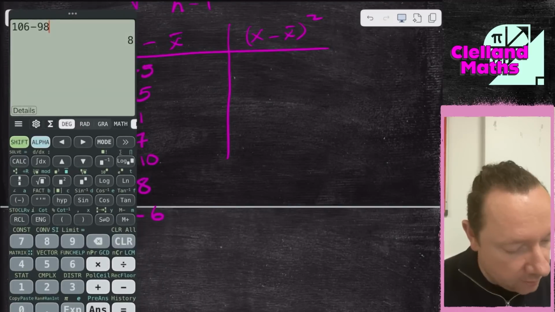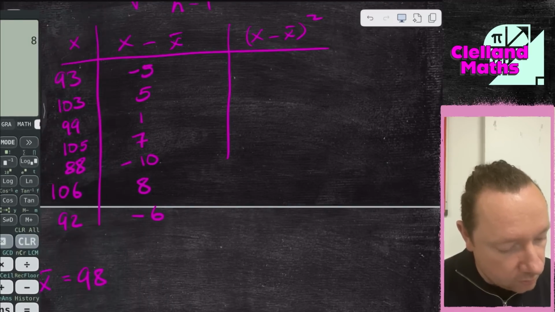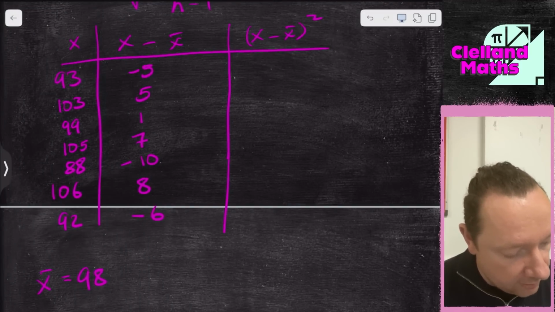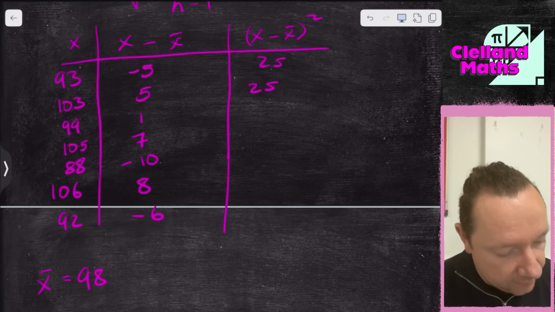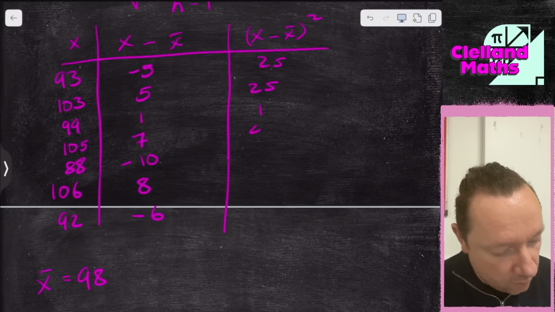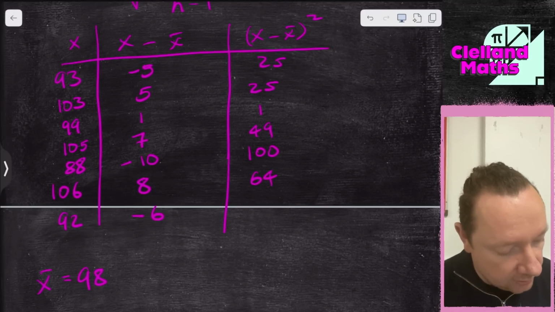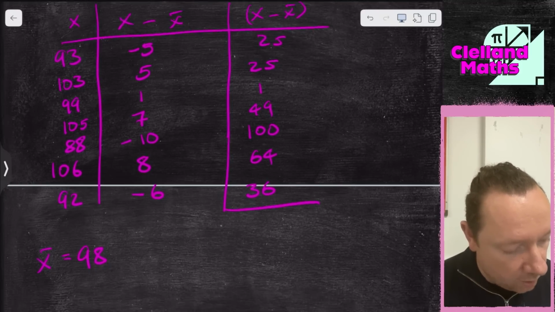You then square each of the numbers you've got. So that's 5 squared is 25, and 25 again. 1 squared is 1, 49, 100, 8 eights is 64, 6 sixes is 36. Add them all up.